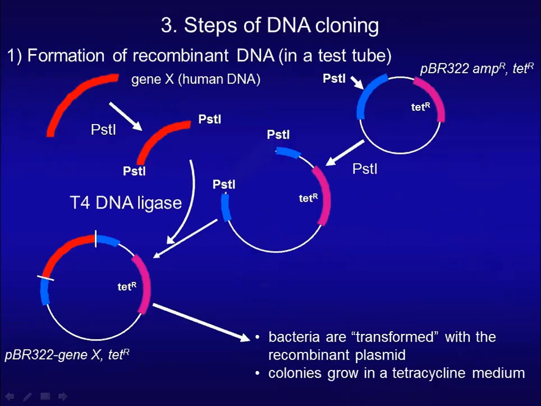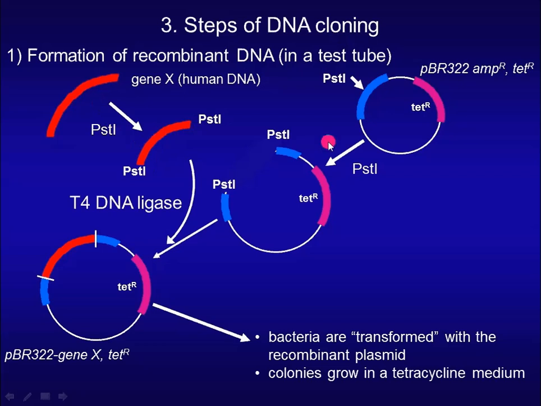Here are steps of DNA cloning. The first step is generation of recombinant DNA. This is done in the test tube. Gene X is cut with PST1. The result is a DNA fragment with 2 sticky ends.